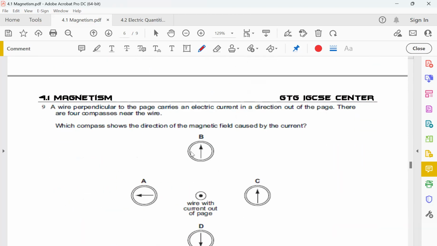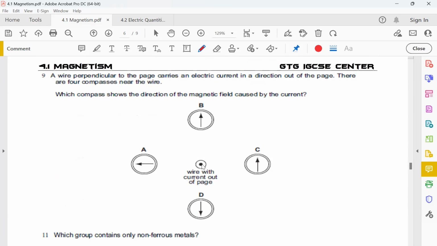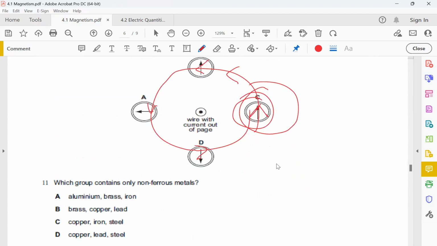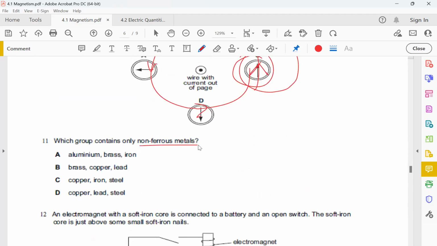Then the next page here, this one I taught you guys how to do already, guys. This current here, you're supposed to find the magnetic field using the right-hand grip rule, which is going to generate an anti-clockwise magnetic field. The anti-clockwise magnetic field means by right, the compasses should be pointing in these directions, but only C is the one that is aligned, guys. So your C should be the answer, because the magnetic field here is going to influence the weaker magnet here, right?